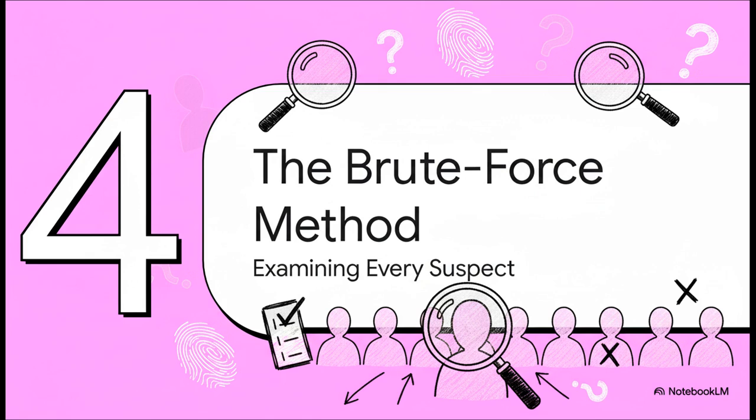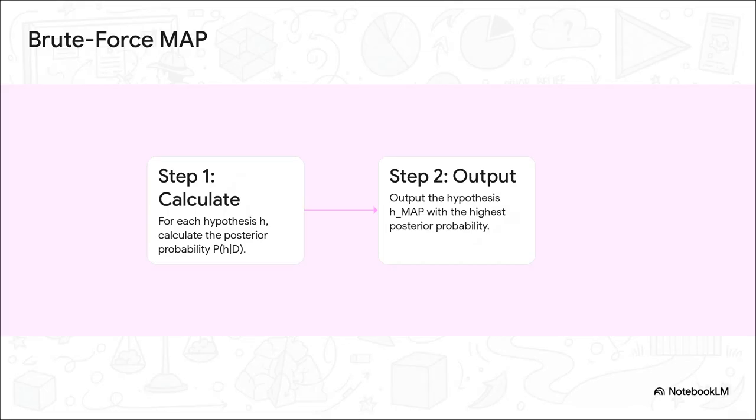And the name really says it all. We're going to be very thorough and check every single suspect. The plan is actually super simple. Step 1. For each of our suspects, H1 and H2, we use our awesome formula to calculate that final posterior probability. Step 2, we just look at the two results, and whichever hypothesis has the higher score wins. That's our most probable culprit.